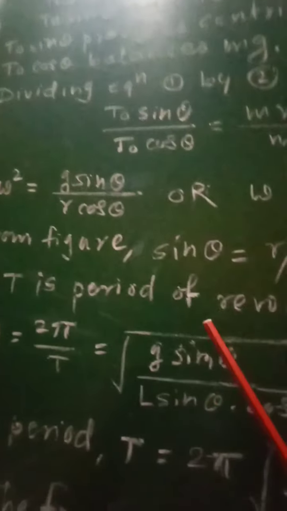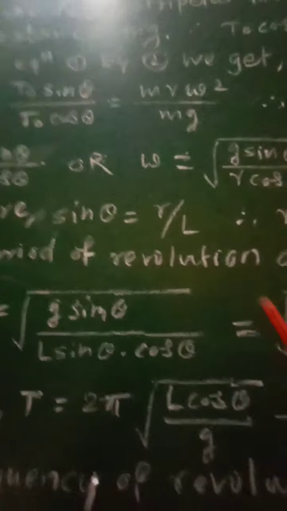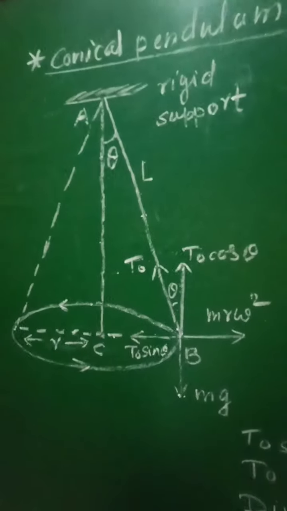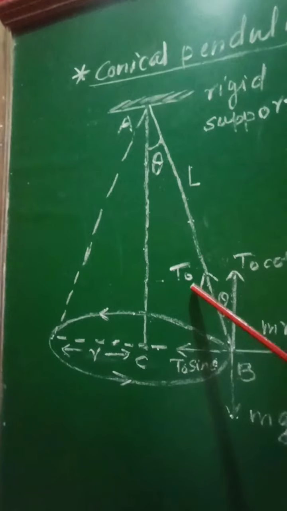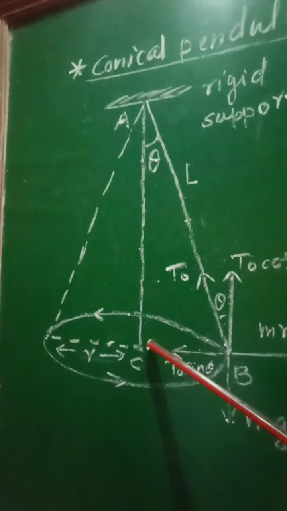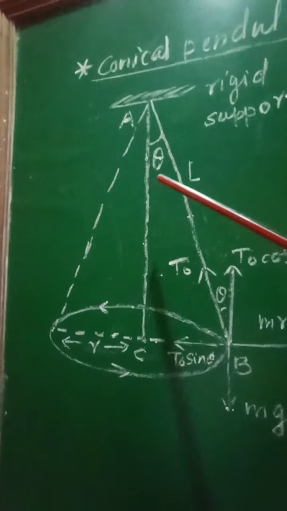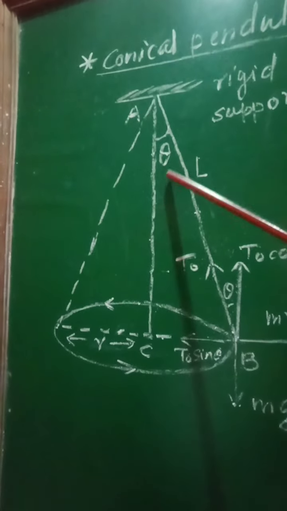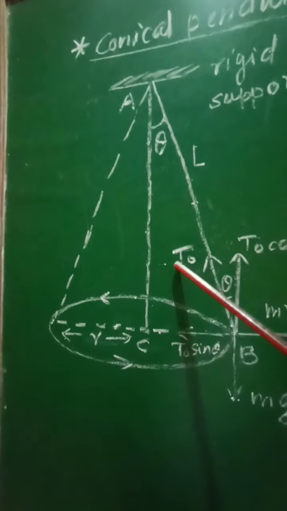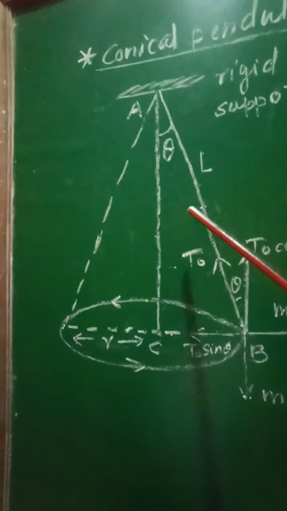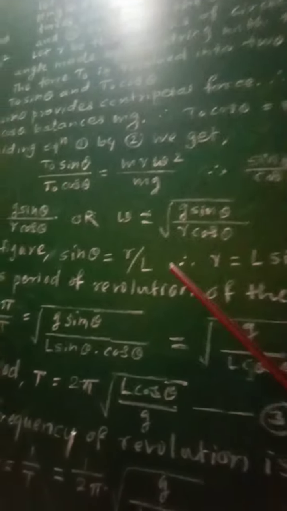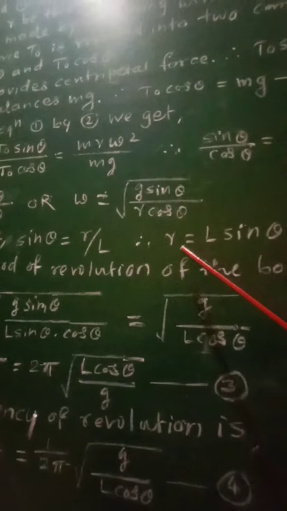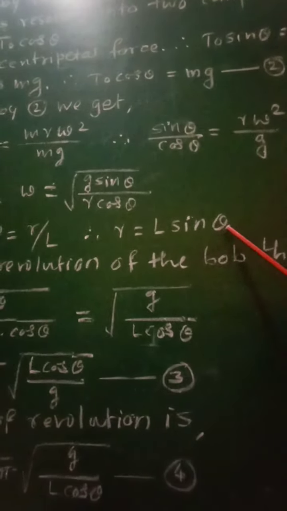Now from figure we have sin theta equal to r by l. From figure, if you consider this triangle ACB, then from this triangle, sin theta will be equal to opposite side upon hypotenuse, that is r by l, and therefore we will get sin theta equal to r by l, therefore r is equal to l sin theta.